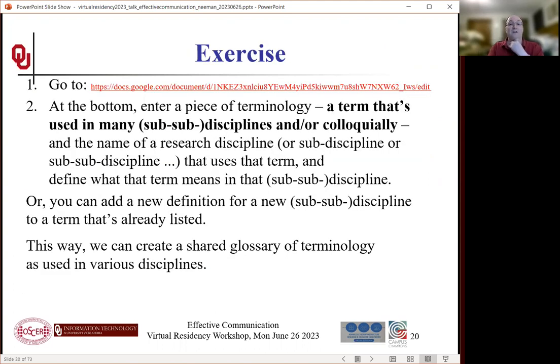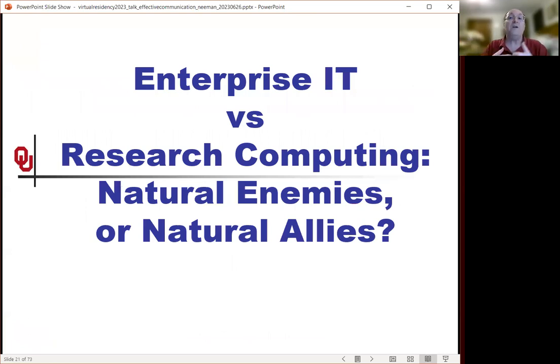It's fantastic. Okay, so go to the web page, go to the Google Doc. The link is on the workshop webpage. Go to the Google Doc and enter a piece of terminology, a term that's used in many disciplines and subdisciplines and sub-subdisciplines. Write down the term, the discipline, and what it means in that discipline. Go ahead and do that, and you can do that as I continue. I'm not going to sit around wasting time waiting, but go ahead and add that in. We're only on slide 20 of like 80, so I'm going to keep going. But go to the web page, click, add some stuff in.